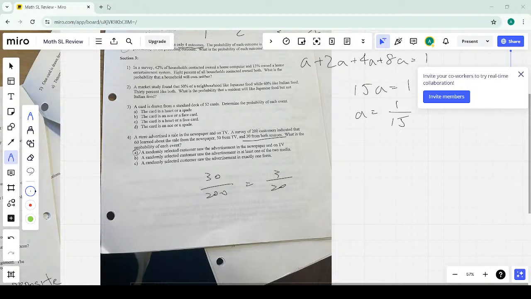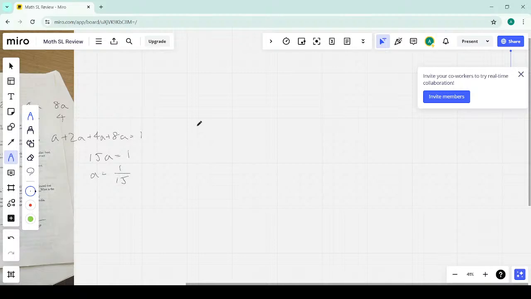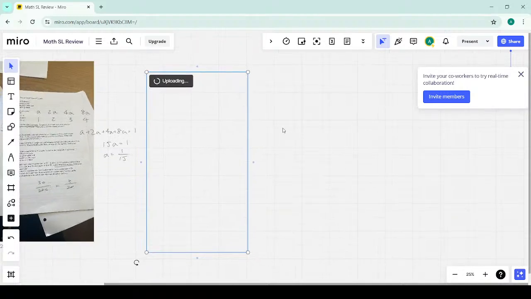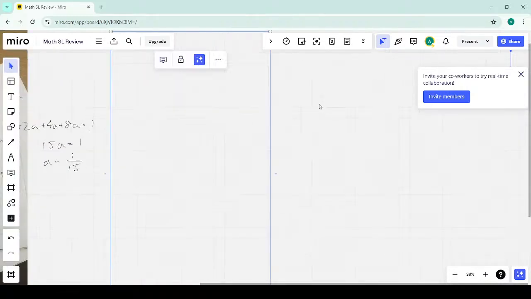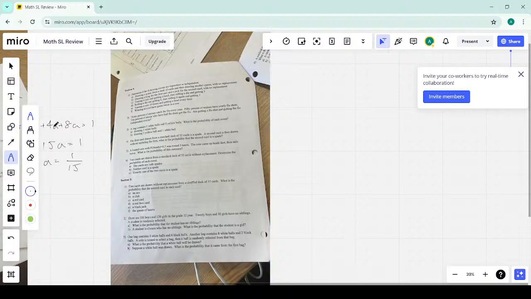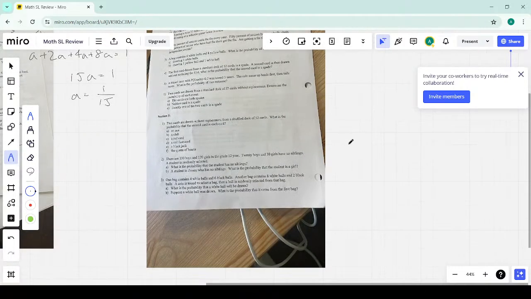Okay, so I'll run through sections 5 and 6.